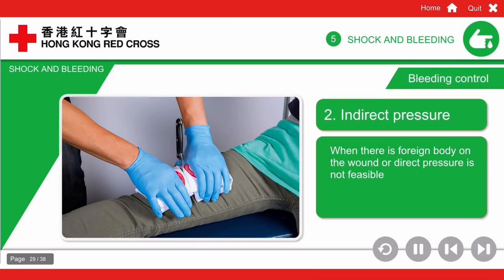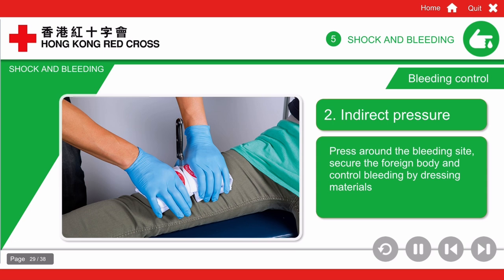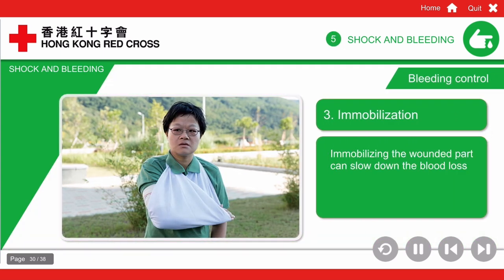The second way is indirect pressure. When there are foreign bodies on the wound or direct pressure isn't feasible, we'll use indirect pressure. It controls bleeding by pressing firmly on either side of the embedded object, placing padding on either side of the object, and bandage above and below the object. The third way is immobilization of the injured part. It helps slow down blood loss and is applicable to victims with fracture.